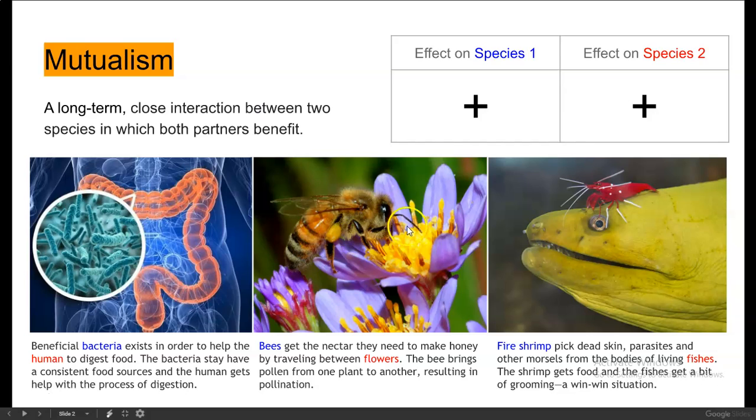Here's an example of fire shrimp, which pick dead skin, parasites, and other morsels from the bodies of living fish. This is an eel. The shrimp gets the food, which is a plus for the shrimp, and the fish or eel gets a bit of grooming.